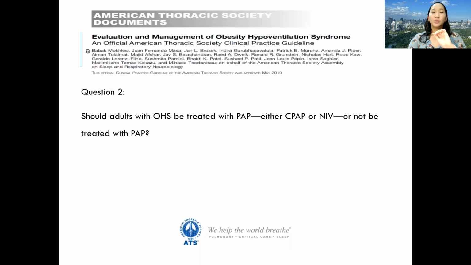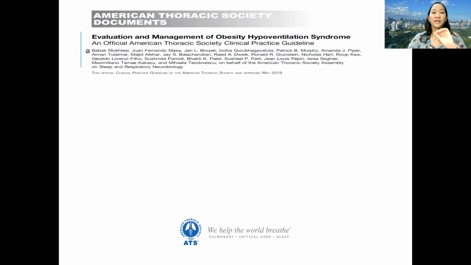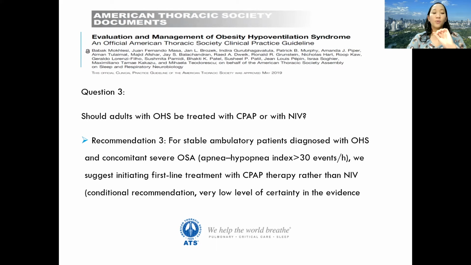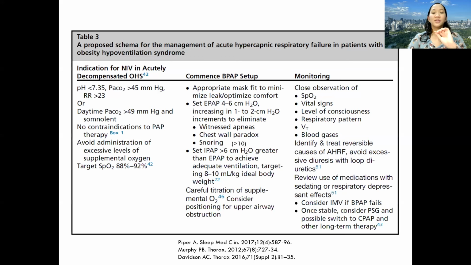Then question number 2: should adults with OHS be treated with PAP? The answer is yes, they should be treated. Question number 3: should adults with OHS be treated with CPAP or NIV? With the current data, stable ambulatory patients with severe OHS and OSA should be initially treated with CPAP. For the acute settings, this is the recommendation.